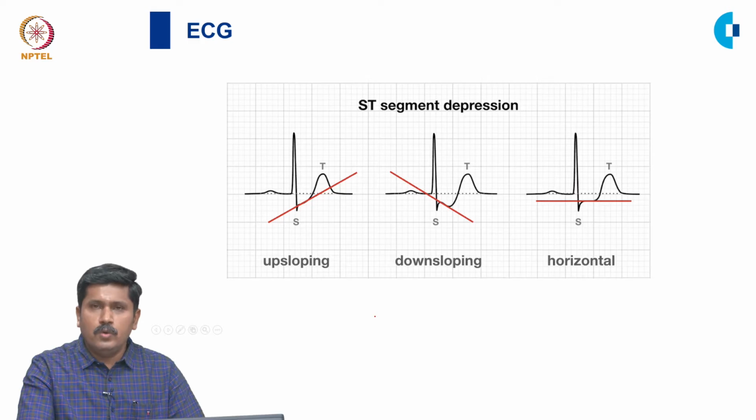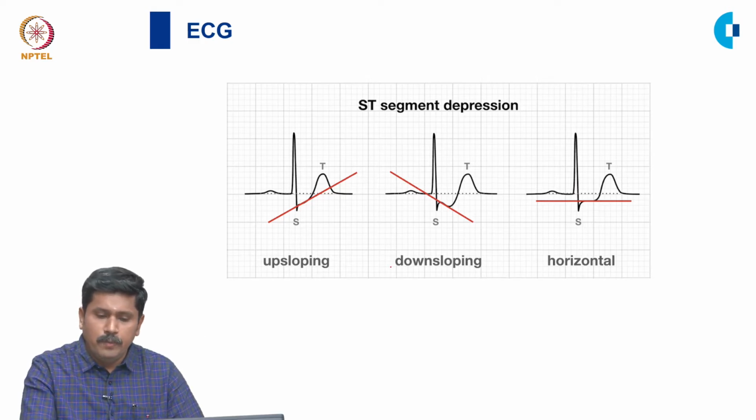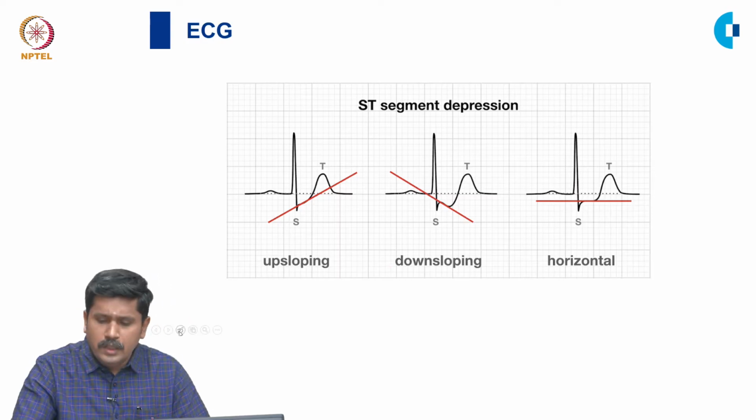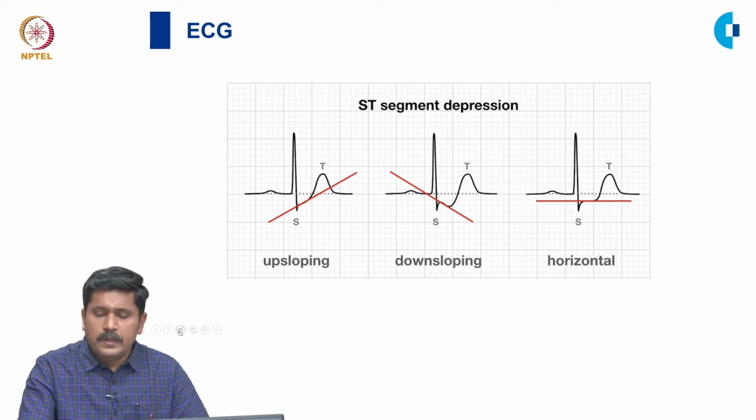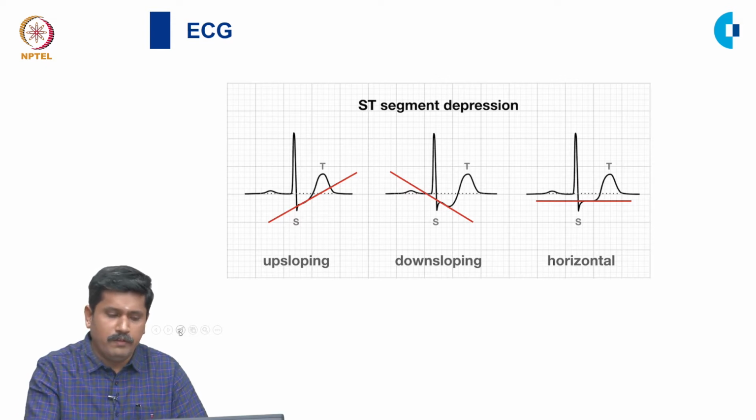The second one is downsloping ST segment depression. In downsloping ST segment depression, the J point is depressed and there is a downward sloping of the ST segment. The third one is horizontal ST depression. There is a depression of 1 millimeter below the isoelectric baseline and there is a definite angle between the ST and T wave.